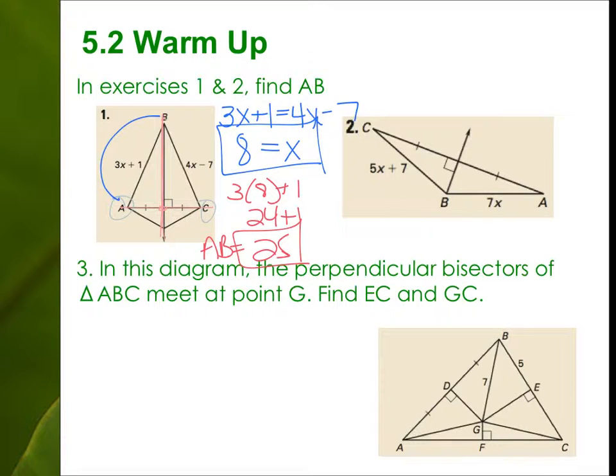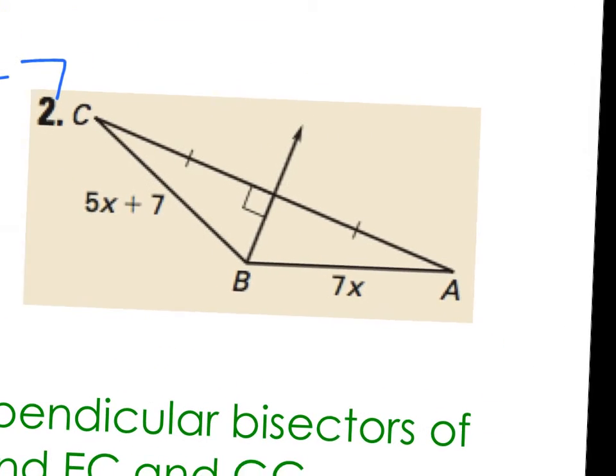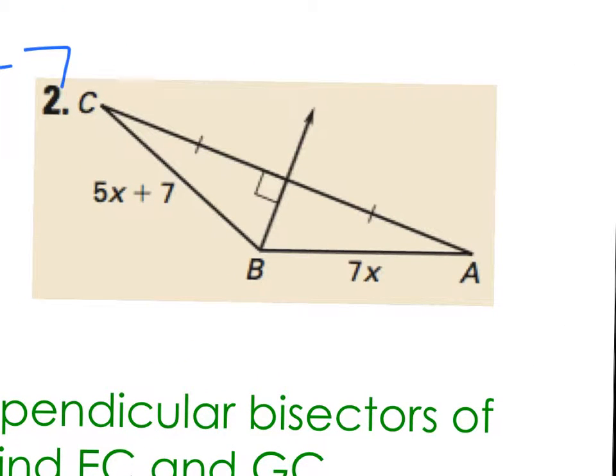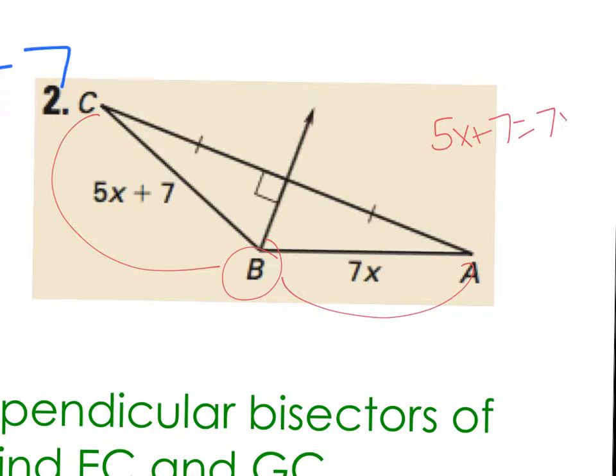All right, so 2, same situation, just a different type of diagram. That ray here is definitely the perpendicular bisector of AC, which means B is equidistant from C and from A. So what's true about 5x plus 7 and 7x? They're equal to each other. Set them equal to each other. Subtract the 5x and divide by 2.